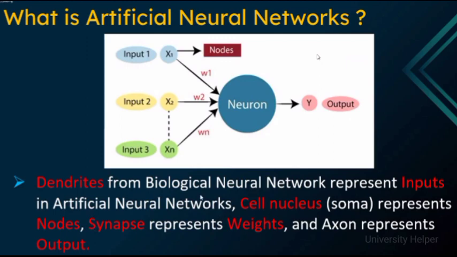So this is how it can be relied. They have derived these concepts and developed the neural network based on this one. Dendrites from the biological neural network represent the inputs in an artificial neural network. So dendrites here are the inputs, X1, X2, Xn.